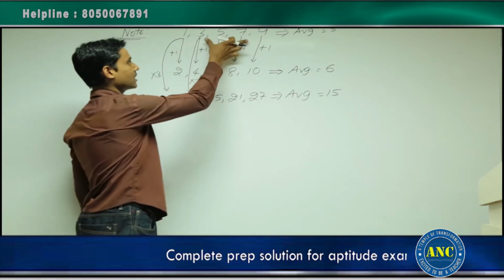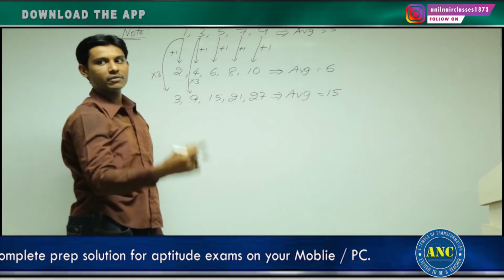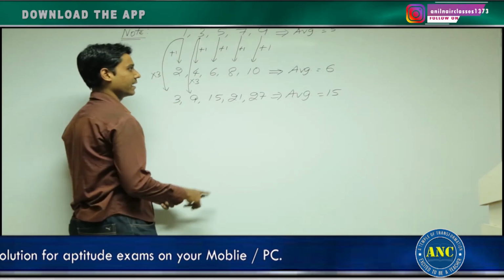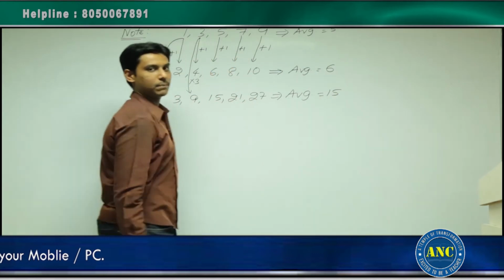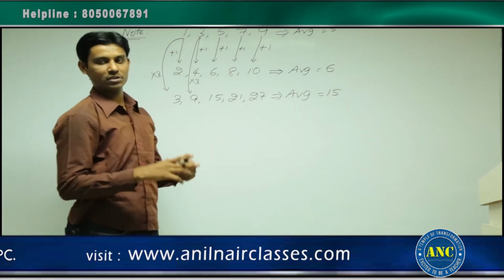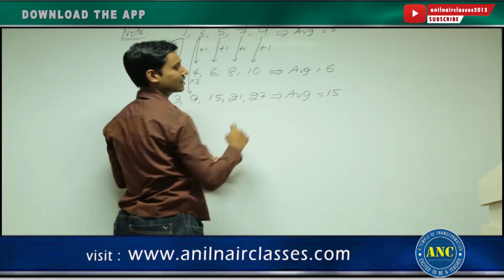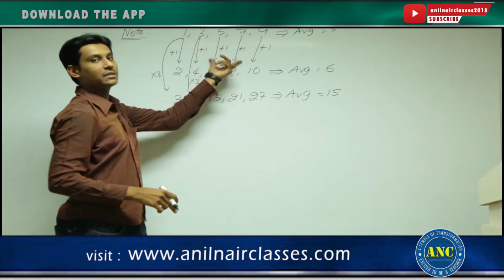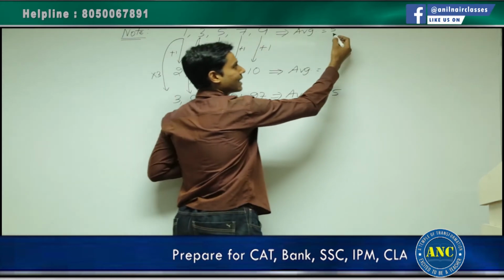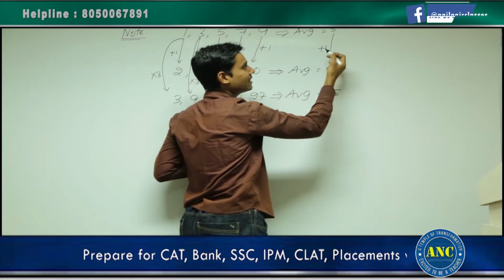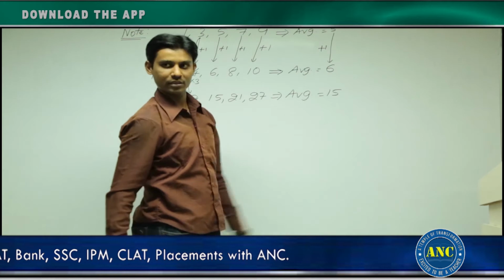If each term in the given series is increased or decreased or multiplied or divided by some constant k, then the average also increases, decreases, multiplies or divides by the same constant k. See here, what is the meaning of that? Original series was 1, 3, 5, 7, 9. I increased every term in the series by 1. If each term in the series is increased by 1, then the average also increases by 1. Right? Earlier the average was 5. It is increased by 1. Now the average became 6.